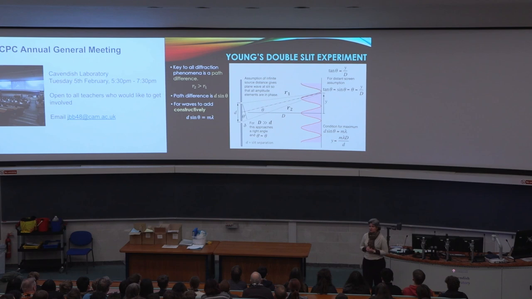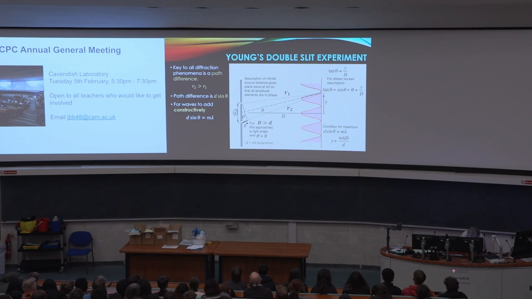And this d sine theta, bit of Pythagoras, if you look at my right-angled triangle here. This angle here is theta, and this length here is the hypotenuse, d. So the path difference is this little bit. Yellow is not now a good choice. The path difference is this little bit. This is opposite the angle. Opposite over hypotenuse is sine. Okay. So the path difference is d sine theta. And for the waves to add, it has to be a whole number of wavelengths.